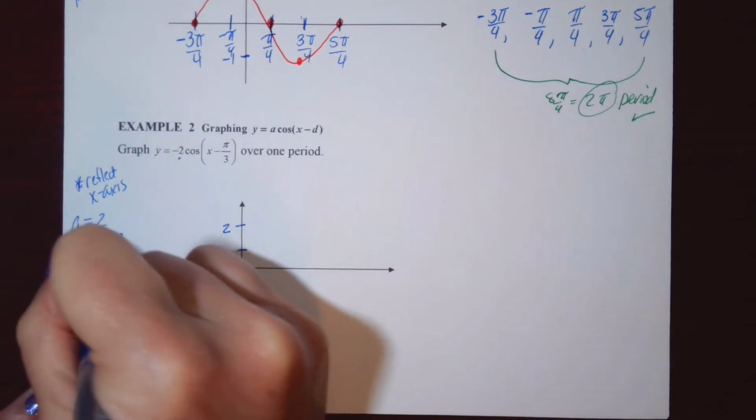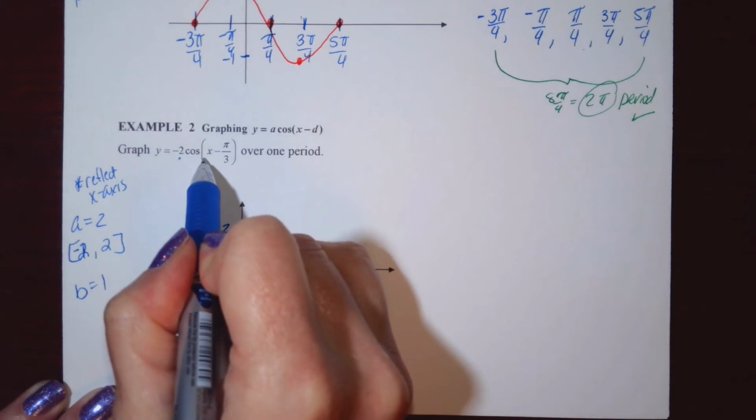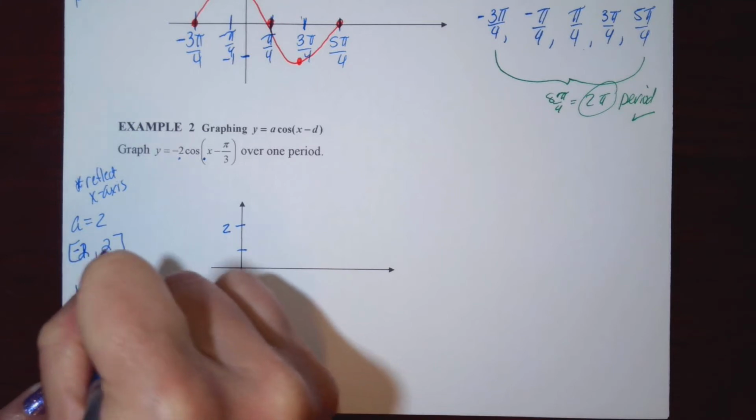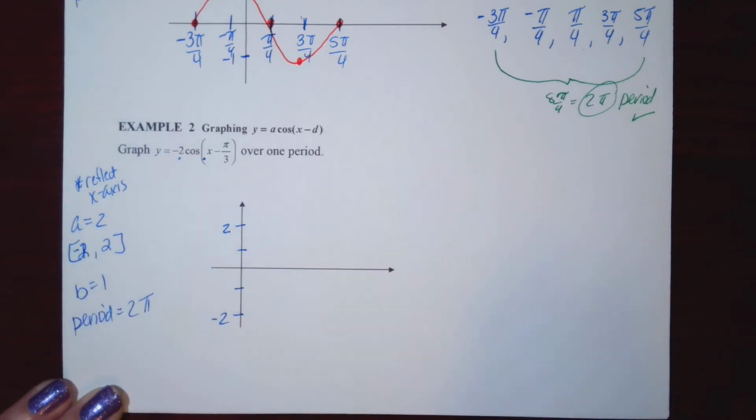B is just 1. I don't have a value in front of my x other than 1. B is 1, so the period of my function, we're keeping that part standard for right now. My period is just 2 pi.